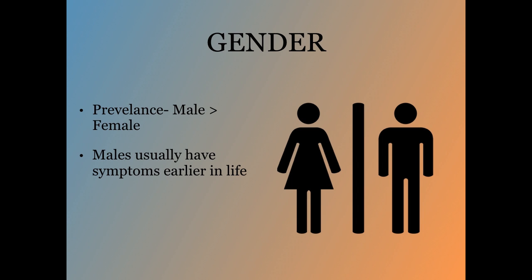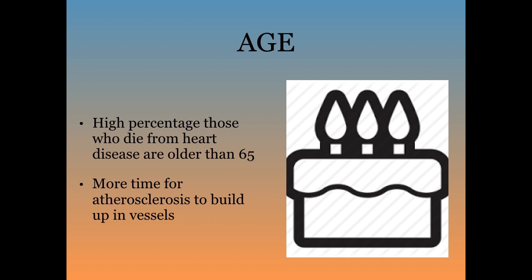Gender. So we'll keep this simple. The prevalence is that male patients are at higher risk than females for ischemic heart disease, and males typically have symptoms earlier on in life than females, as was discussed in the age risk factor section. And here we have age again. So age, you have a higher percentage. Those who die from heart disease are older than 65. More time for atherosclerosis to build up in vessels. So age is one of those uncontrolled risk factors that will lead towards ischemic heart disease.